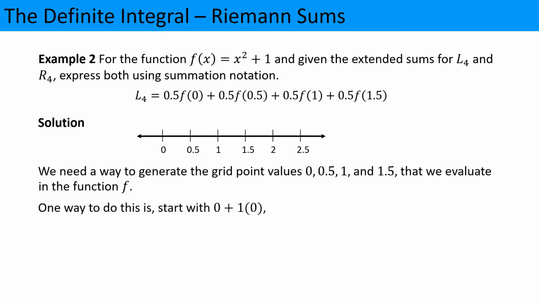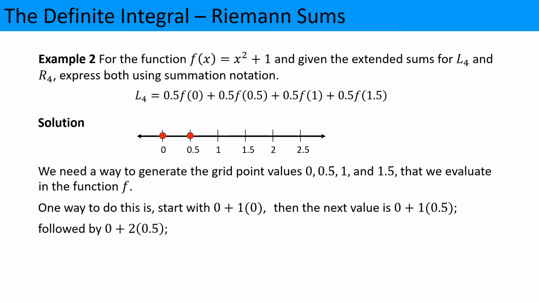One way to do this is start with a 0. And so for 0, we can say 0 is just 0 plus 0 of the width. The second value is 0 plus, that's the starting point, and we go over one space, which gives us the 0.5. The next value then, we want to get to 1, starting at 0, so that's 0 plus 0.5 plus 0.5, which would be 0 plus two 0.5s. And then one more, so we've got 0 plus 0.5 plus 0.5 plus one more 0.5, which would be three 0.5s.